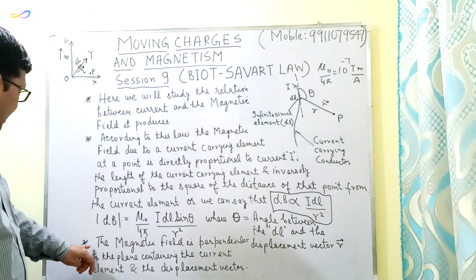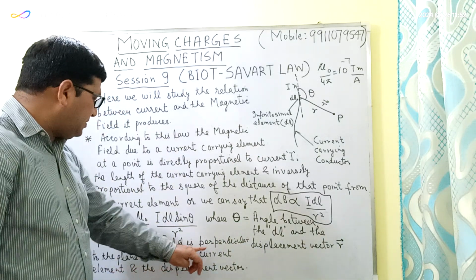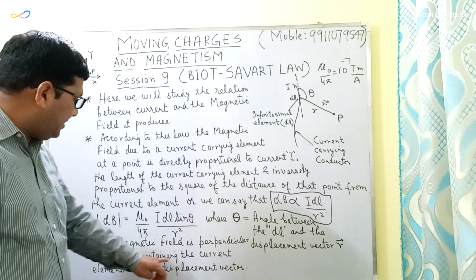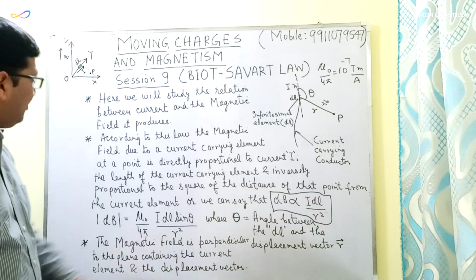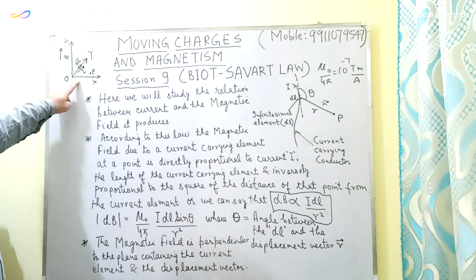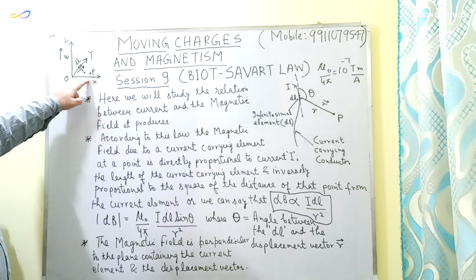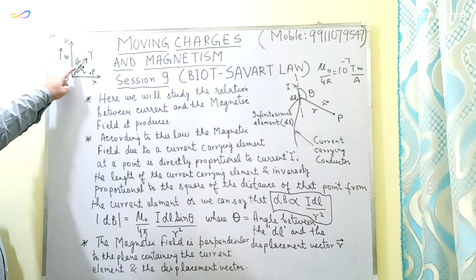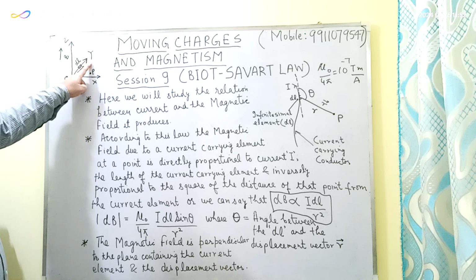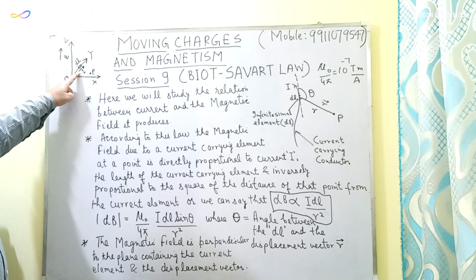Now, the next point is that the magnetic field is perpendicular to the plane containing the current element and the displacement vector. Here I have drawn one small diagram. This is the point P which is lying in the xy plane, and this is one conductor which is lying along the y-axis. I have taken one small current carrying element dl, and the direction of the current is as shown by this arrow.